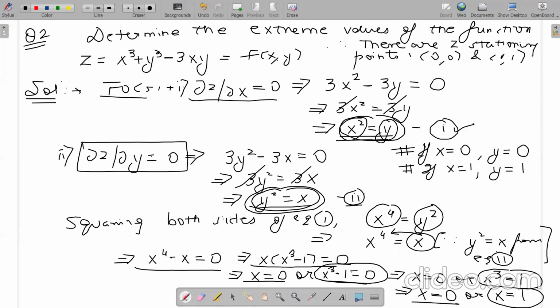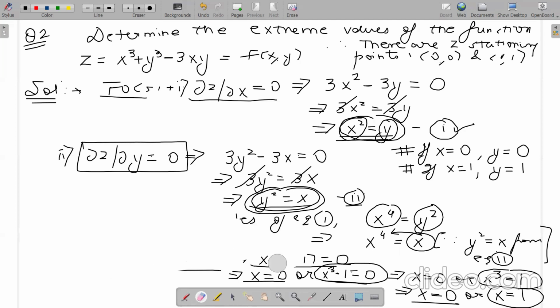Now, if x is 0, from equation 1, y is also 0. And if x is 1, from equation 1, y is also 1. So, I got my two stationary points. Now, let's classify them. So, I erase all this off.